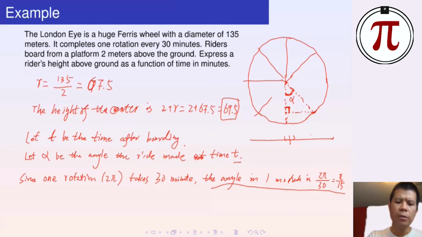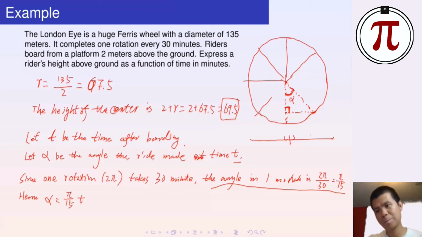Okay. Now, then alpha equals what? Hence, at time t, alpha equals pi over 15 times t. Yes? Times t. Right? So that's going to be the amount of the angle counterclockwise from the initial position. Alpha is pi over 15 times t. Yes? Okay, very good.